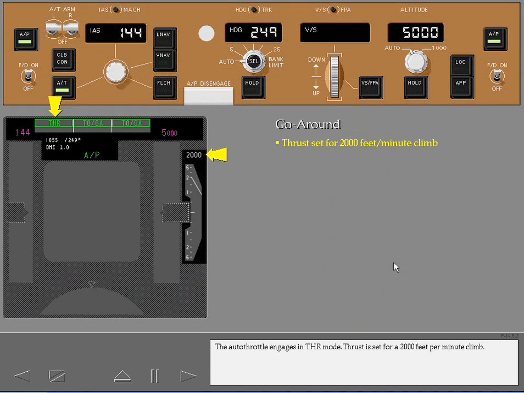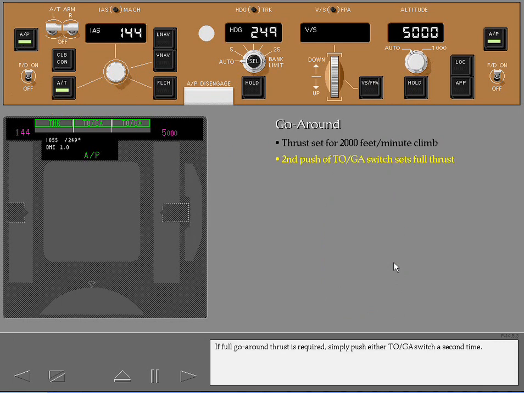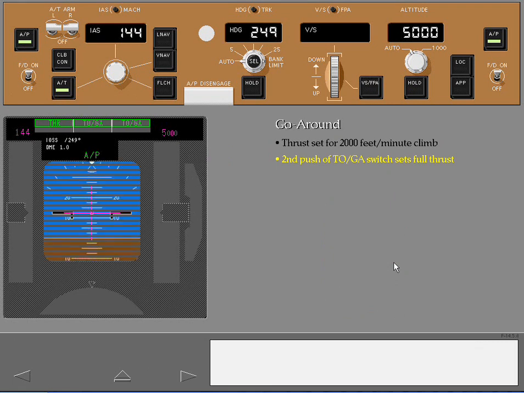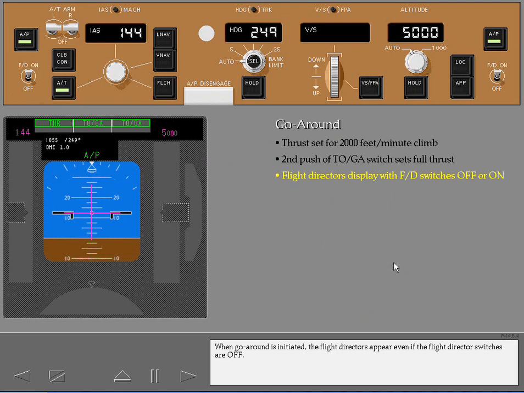The autothrottle engages in thrust mode. Thrust is set for a 2,000 feet per minute climb. If full go-around thrust is required, simply push either TOGA switch a second time. When go-around is initiated, the flight directors appear even if the flight director switches are off.